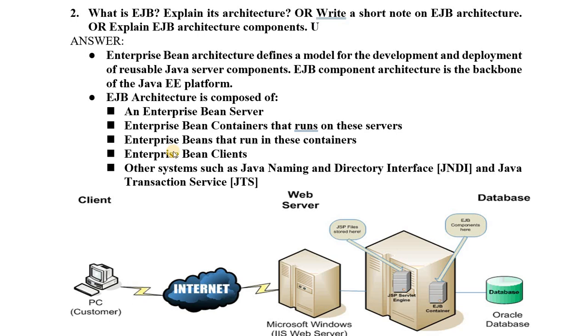The next concept is about EJB architecture. Now, what is EJB? We have already seen. So, in case the question comes as what is EJB and explain its architecture, you start with what is EJB from the previous answer and then you include the architecture answer. Whether it is architecture or architecture components, the answer remains the same.